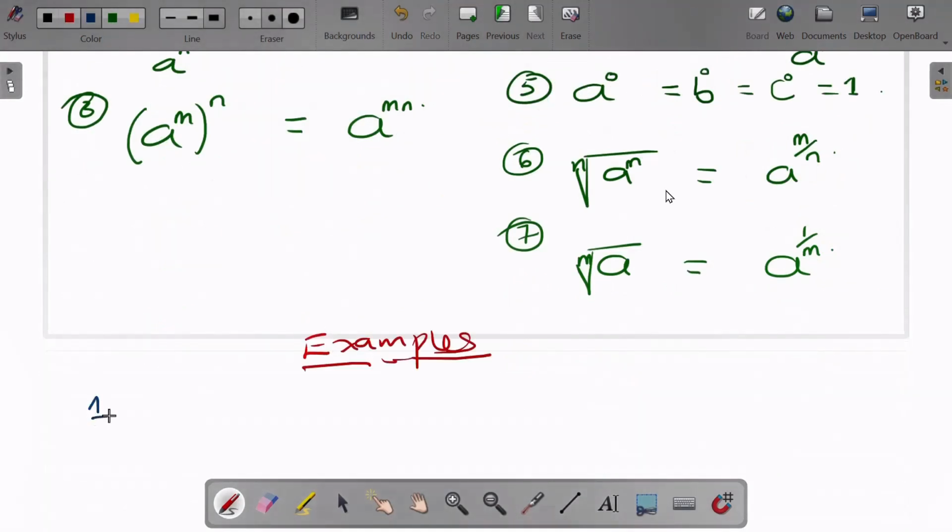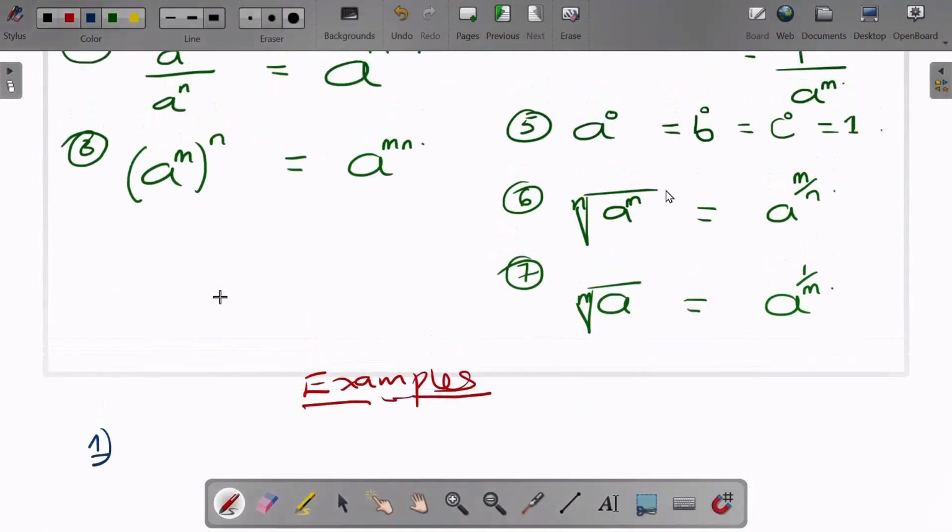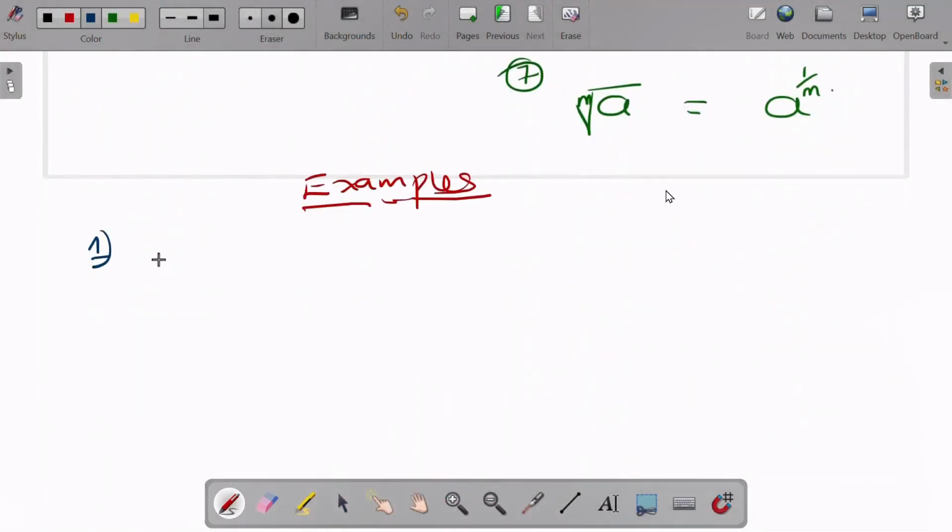We are going to have example 1, and it's going to follow law number 1, which says that when we have a as the base raised to power m multiplied by a as the base raised to power n, it is the same as having a raised to power m plus n. Since it is a multiplication and the bases are the same, just add the powers. For example, if I have 2 power 7 multiplied by 2 power negative 4, we are now following the rules.